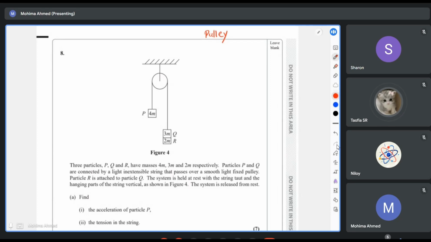Okay, Sharon, if you are free within an hour after this class, you can also sit for the exam on connected particles. Okay, Niloy, then there's no option for you. You have to sit for the exam at 1 p.m.